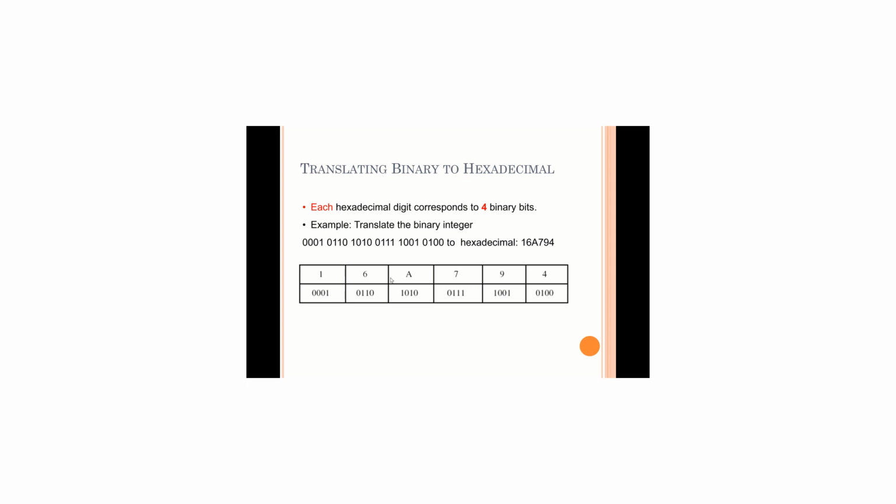Okay, so for example, take this long binary number, right? You basically divide it into 4-bit chunks, and you can translate each chunk into a hexadecimal digit, and this will translate into 16A794. As you can see, this number is a lot shorter than this number.